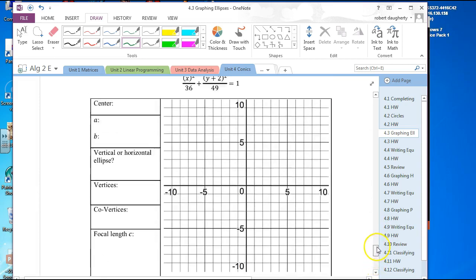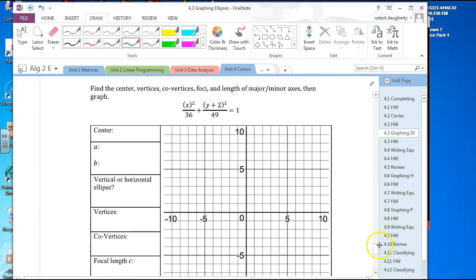Let's see, I think I have one more to work, and then we can turn you loose for the homework. Okay, as often as I can, I'm going to write down this formula because I don't want to get it confused with what I learned about circles.